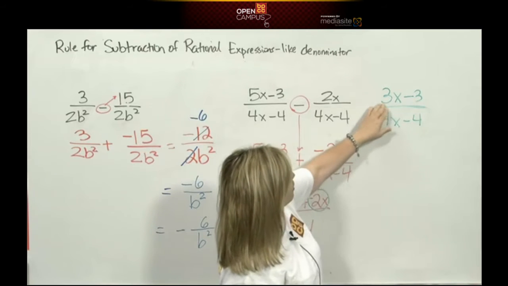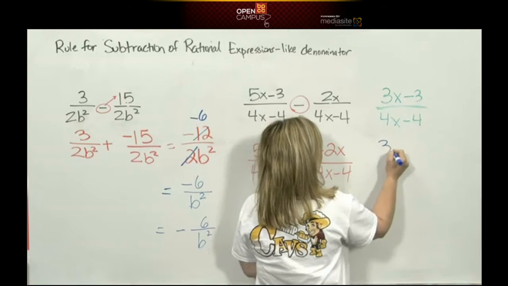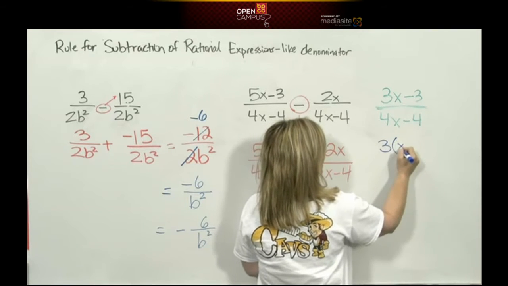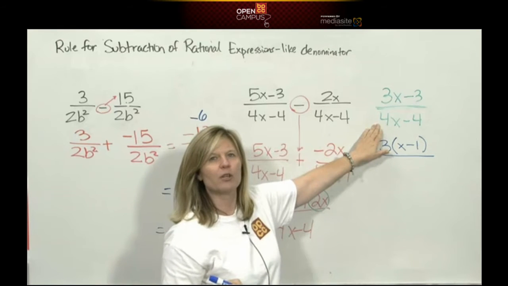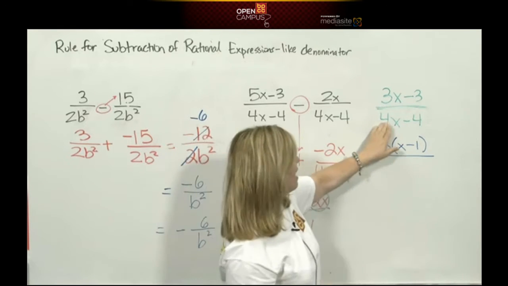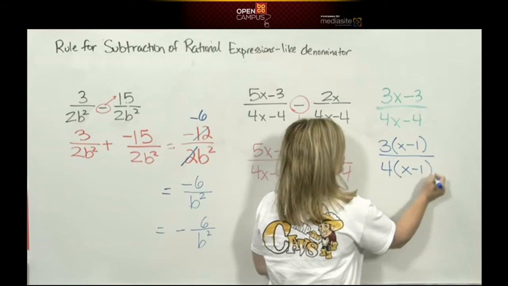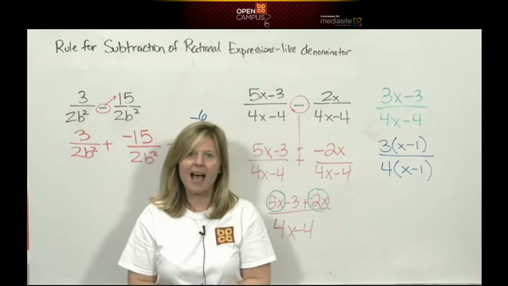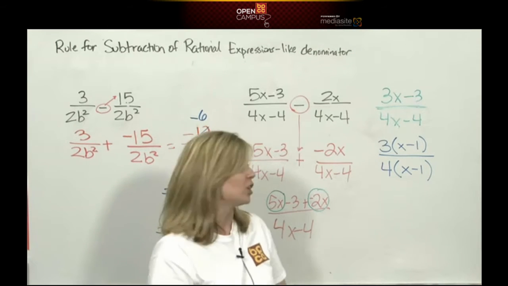What rule of factoring do we want to do for 3x minus 3? Well, we have a GCF. We're going to pull out a 3, and that's going to leave us with x minus 1. What factoring skill do we want to use for 4x minus 4? We have a GCF of 4, and that would leave us with x minus 1. Now that we've factored, we're written as multiplication. So now we can do division.